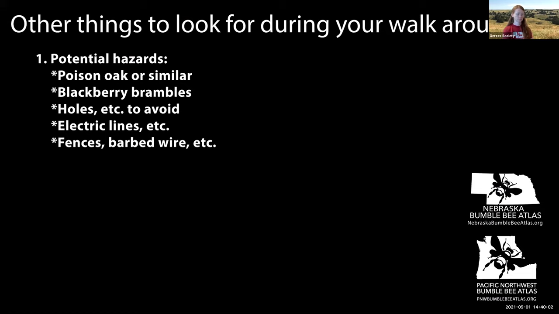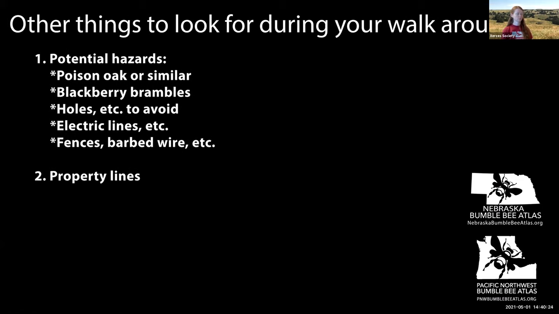Other things you may want to look for as you're doing a pre-walk around your site are things that may be a potential hazard. You may want to avoid plants like poison oak or blackberry, although it is notable that both of these plants do flower and can be attractive to bumblebees. You'll also want to look out for holes or other things to avoid, like electric lines, fences, barbed wire. Just make sure you're safe while you're doing your survey.